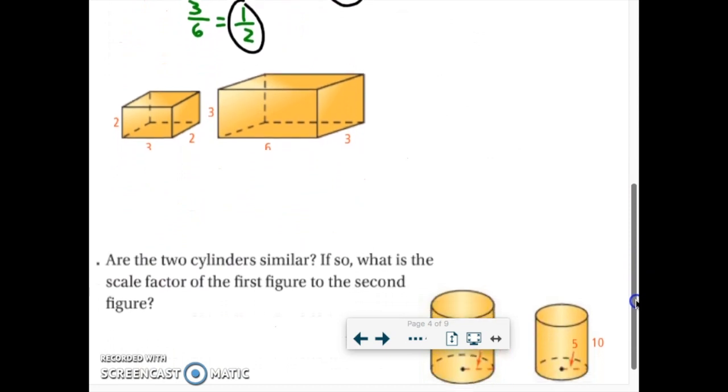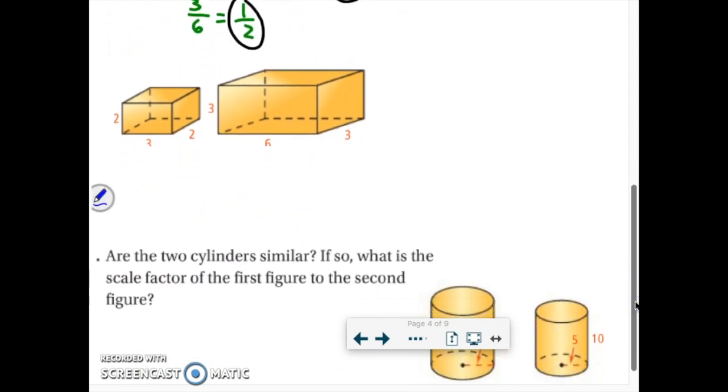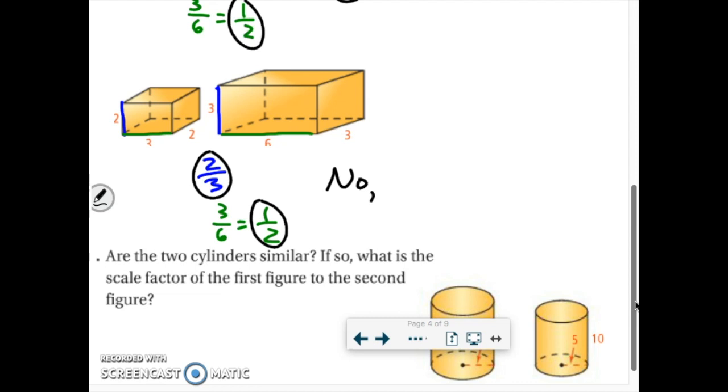Let's look at this one here. All right, again, I could start with these two. So I have a 2 to 3, which is already simplified. I'm looking for 2 to 3 the entire way through. So the bottom is 3 to 6, which simplifies to 1 to 2. These two are different already, which means no, they're not similar. If you wanted to explain, you could say that 2/3 does not equal 1/2.